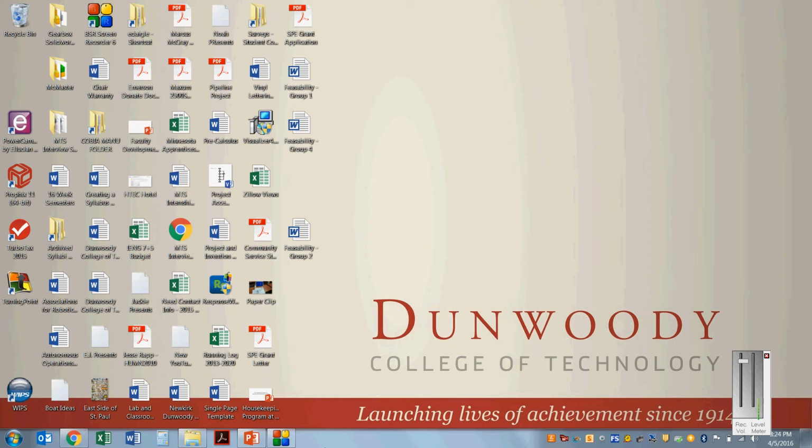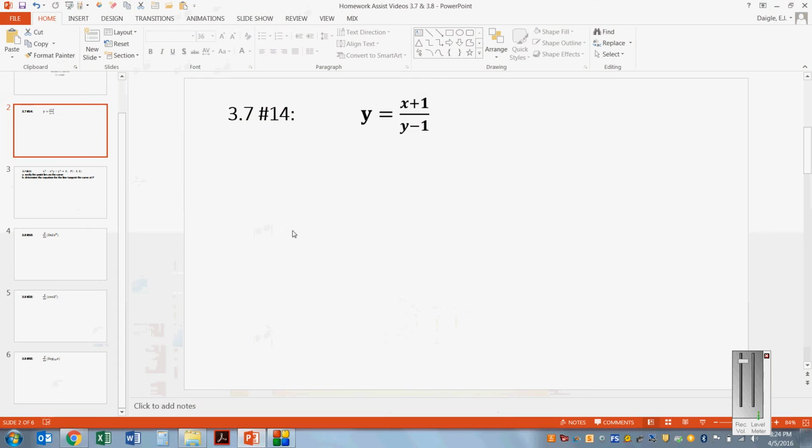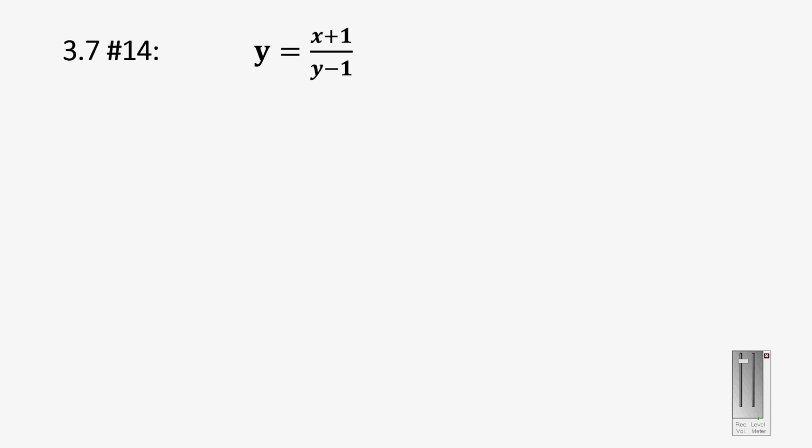Alright, so first problem here, 3.7, number 14, which says use implicit differentiation to find dy/dx. So first of all, what does that mean? Well, we write this out, we can see it's y equals all of this. So really what it means is we're going to take the derivative of both sides.